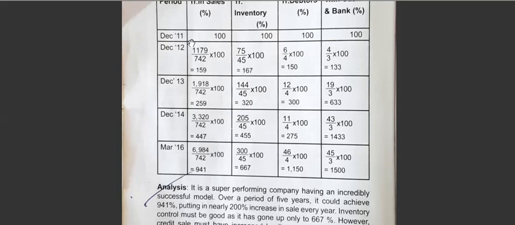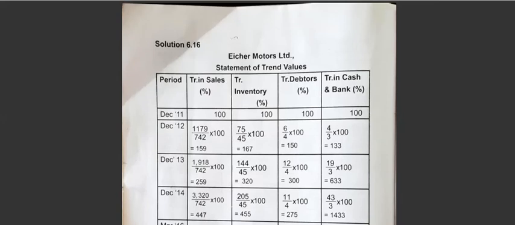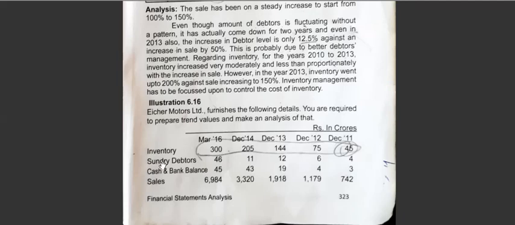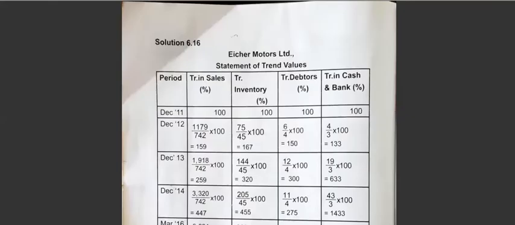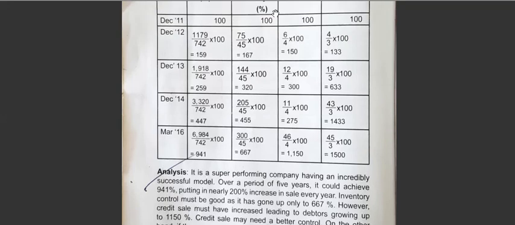Here see, we have the inventory. What are the items? Let us check the items in the problem. We have inventory, sundry debtors, cash at bank and sales. So you take the value of sales, then 2011 will be the base year. After that calculate each year by dividing by December 2011's value. You will get 742, 742, 742 and 742. You will get these values.